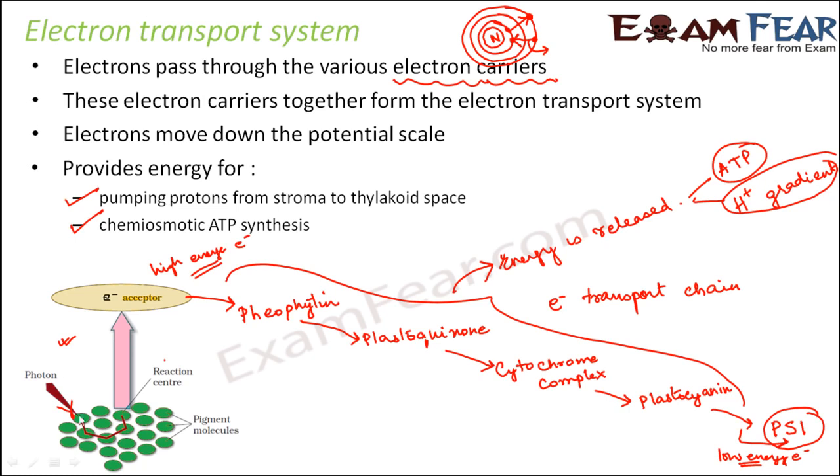First step: light falls on PS2, and electrons get excited and move to the primary acceptor. Second step: the electrons pass through a series of electron carriers which together form the electron transport system, and during this process a lot of energy is released. This energy is utilized for ATP synthesis and creation of a proton gradient. So electrons are finally passed to the pigments of PS1. As you can see here, finally from plastocyanin the electrons will be passed to PS1.